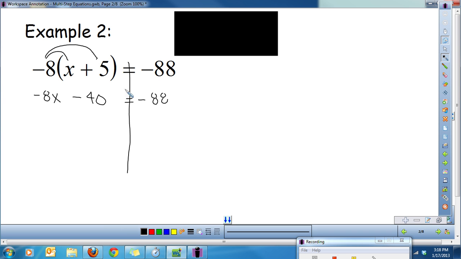And I'm going to try to get all my variables together. Well, there's only one term with a variable, so we're fine there. Now I want to try to get all of my constants together. My goal is to get x alone. So using reverse GEMDAS, I first need to get rid of negative 40, because remember, you're solving using reverse GEMDAS. So we're going to start with addition and subtraction. Do you see any addition or subtraction to get rid of? Yes, minus 40. So I'm going to add 40 to both sides.